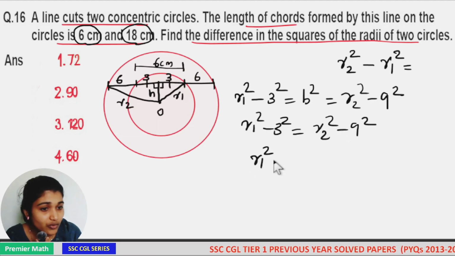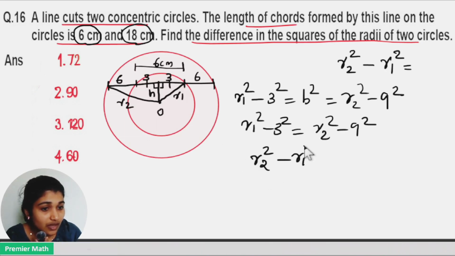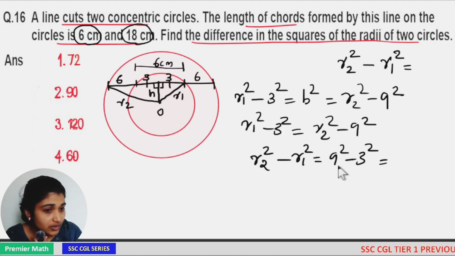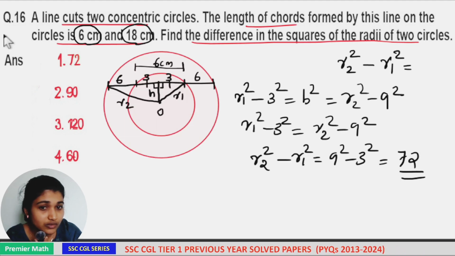So R2 square minus R1 square is equal to 9 square minus 3 square, which is equal to, here 9 square is 81, 3 square is 9. 81 minus 9 is equal to 72. Option 1 is your answer.